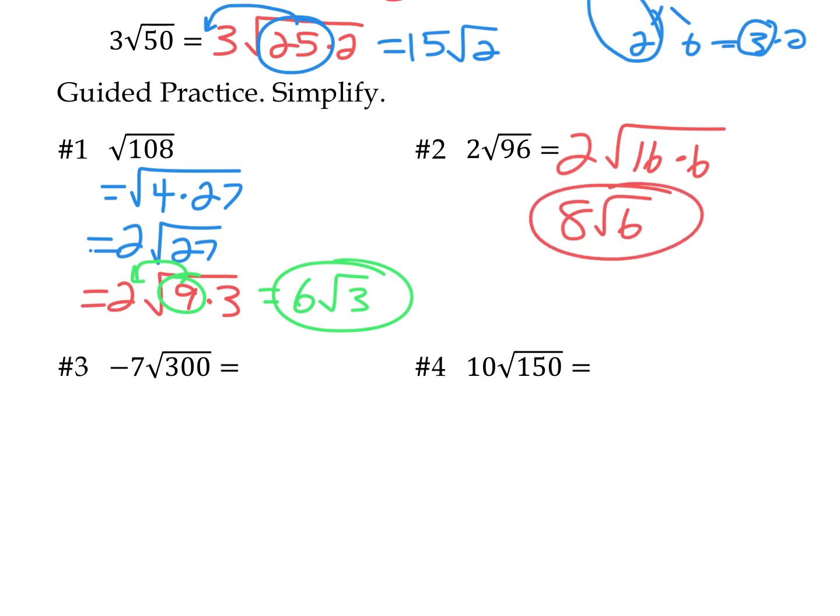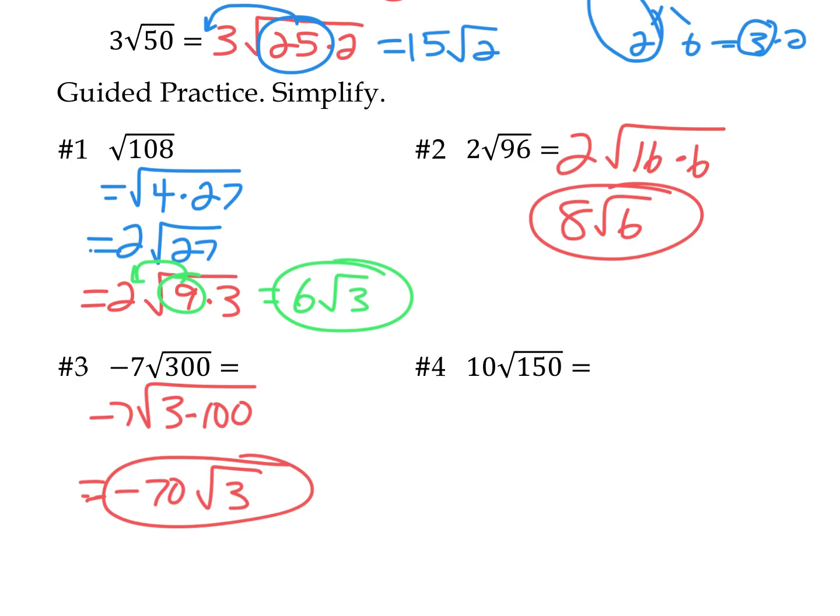We have negative 7 times the square root of 300. So when you see numbers that are hundreds, 100 is something you know the square root of, so I would make this 3 times 100. Maybe because I know the square root of 100, which is 10. I have a negative 7 still in front of there, so it's going to be negative 70 times the square root of 3. The 10 that comes out multiplies the negative 7 to give me negative 70 root 3.